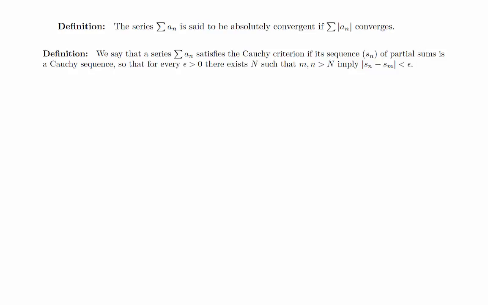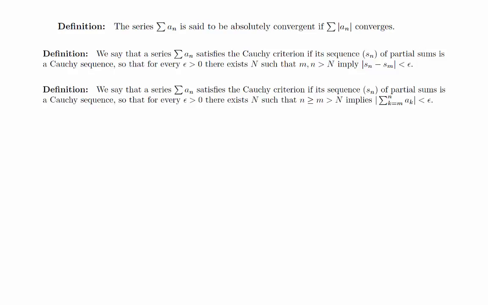If we rewrite this in terms of the summands instead of the partial sums, we get the more common form of the Cauchy criterion. Definition: we say that the series sum of a sub n satisfies the Cauchy criterion if for every epsilon greater than 0, there exists a capital N such that little n greater than or equal to little m greater than capital N implies that the absolute value of the sum from k equals m to n of a sub k is less than epsilon. Although the second form looks quite different, it's actually the same thing. All we do is we substitute the partial sums in explicitly and then do the calculation.